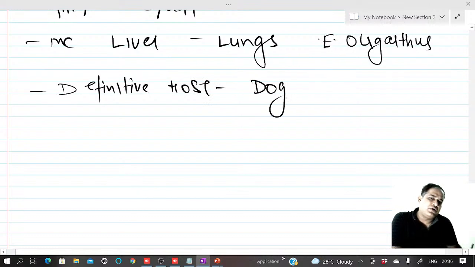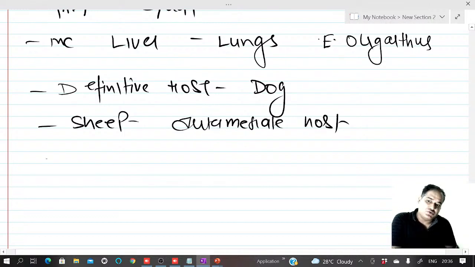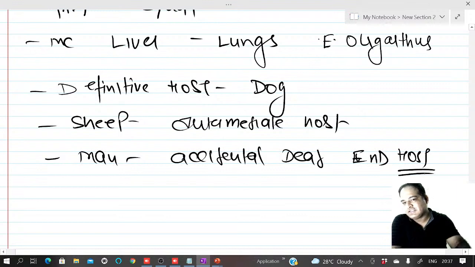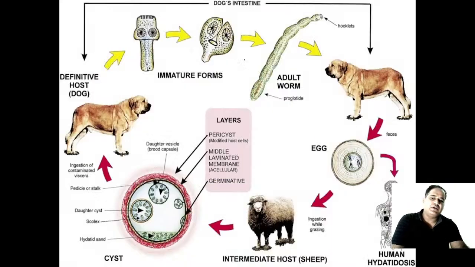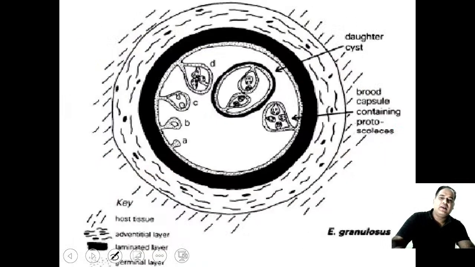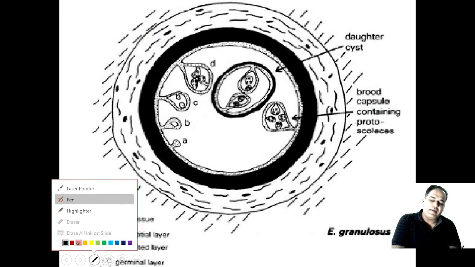Fine. So, the definitive host is the dog, in which the sexual life cycle of the parasite is completed. Sheep is the intermediate host, for the asexual life cycle of the parasite. Man is the accidental dead end host. I mean, the parasite cannot be passed on to any other organism. Fine. So, the eggs are passed in the feces of the dog. Due to poor hygiene, they may enter the oral cavity, then the esophagus, stomach, ultimately the duodenum. They are absorbed as hexacanth larva. Fine. And then they develop in any part of the body.